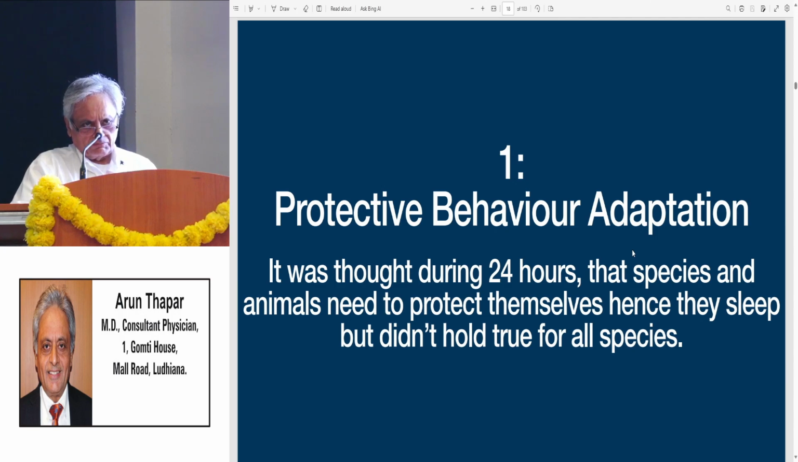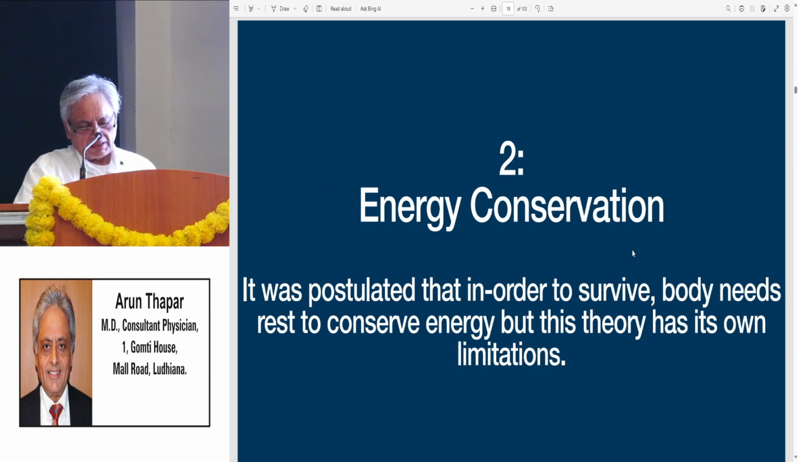Now first, a few thought that it's a protective behavior adaptation, because it was thought that during 24 hours, the species and the animals need to protect themselves and they slept. But it didn't hold true for all of them, because some sleep maybe for an hour and some sleep for maybe 16 or 18 hours. So it doesn't hold true for everybody. The second is energy conservation. It was postulated that in order to survive, the body needs rest to conserve energy. But this theory has its own limitations.